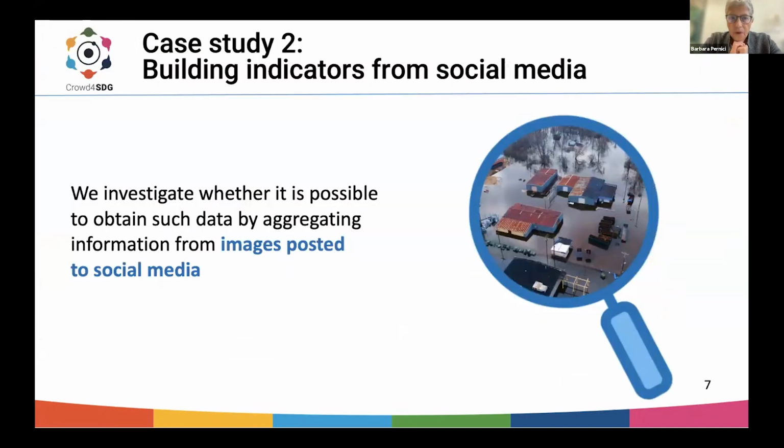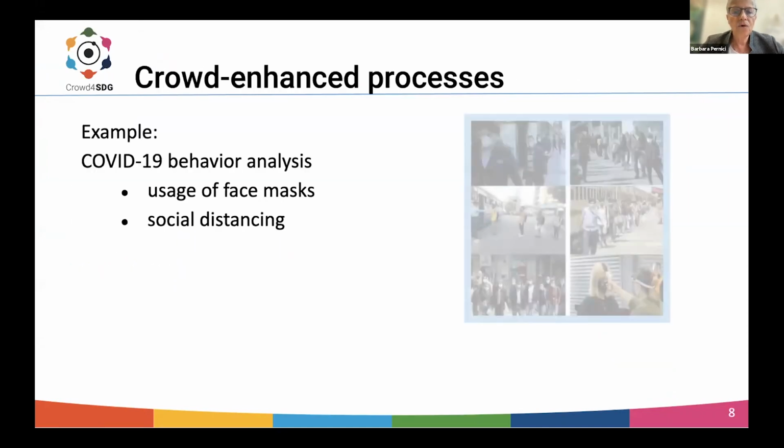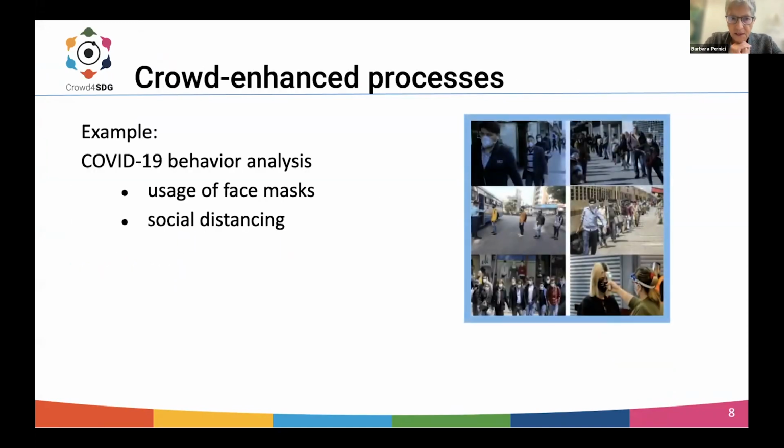And what we are doing now is to try to take this information and to get to indicators. So to try to derive some synthetic information from the images that we have. And in particular, since the project was starting in May 2020, we were focusing on one crisis situation, which was COVID-19, in particular what was the behavior of people.